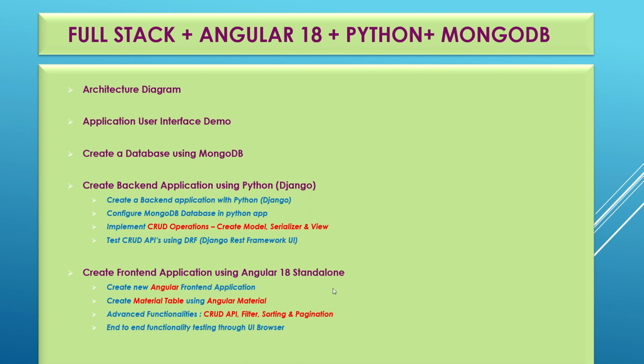Next, we are going to create our front-end application using Angular 18, and we will create a new Angular standalone application using ng new. Next, we will create our Angular Material table, and for that we are going to use the Angular Material library. In this step, we are going to implement some advanced features like CRUD operations, along with search filters, searching, sorting and pagination. These are some important functionalities we are going to implement with the help of the Angular Material library. Finally, we are going to test our application end-to-end through the UI in the browser and verify the response and results. So this is about all the points which we are going to cover in this video.